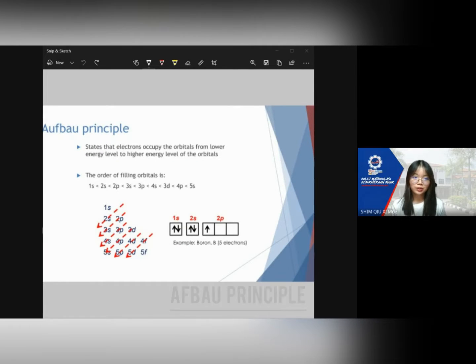Now, I would like to talk about the Aufbau principle. The Aufbau principle says that electrons occupy the orbitals from lower energy levels to higher energy levels. So we just follow this arrangement and follow the arrow. The lowest energy level is 1s, followed by 2s, 2p, 3s, and so on. And that is the Aufbau principle.